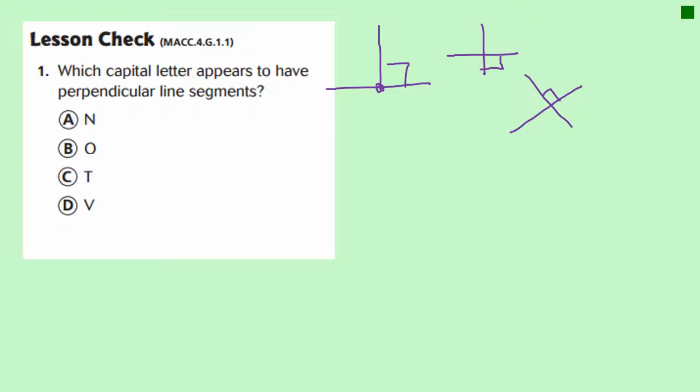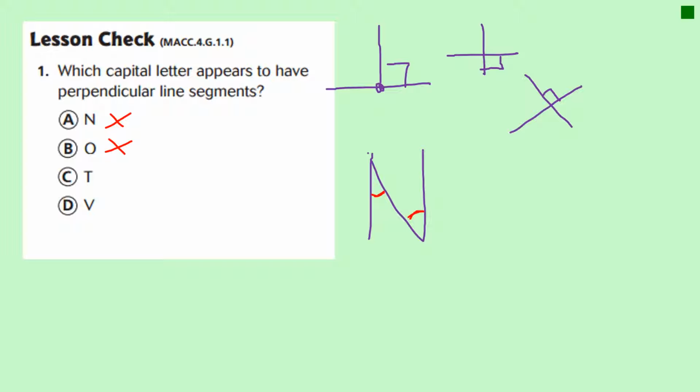So look at N. Let me do N over here. If I put a piece of paper up there, not a right angle. Not a right angle. Those are acute. Sorry, N. How about O? Really, O? You're all curves. You don't have any angles at all.